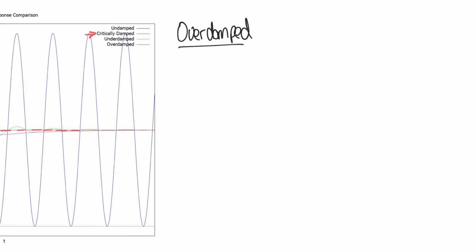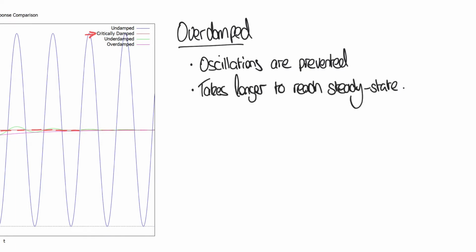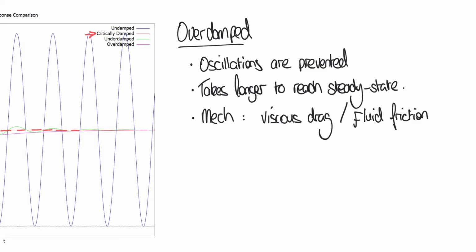Finally, overdamped systems are similar to critically damped systems in that oscillations are prevented. However, in contrast to the previous example of a critically damped system, an overdamped system takes a longer time to return to a steady state than necessary. In mechanical examples, overdamping is common in those systems that involve viscous drag or fluid friction. Imagine stirring a cup of treacle compared to stirring a cup of water or a cup of air.